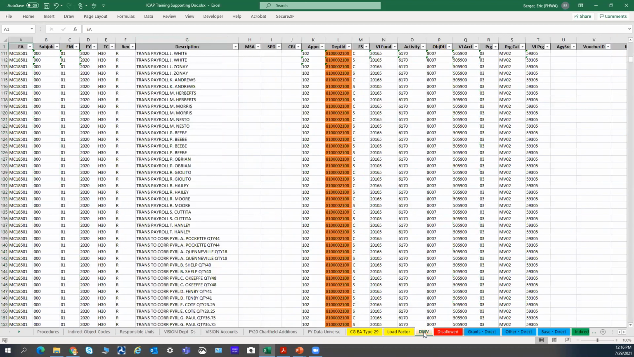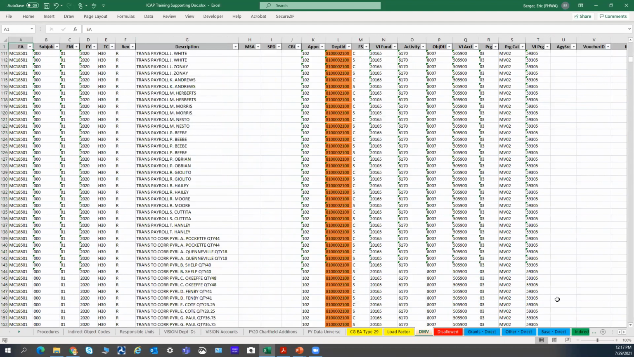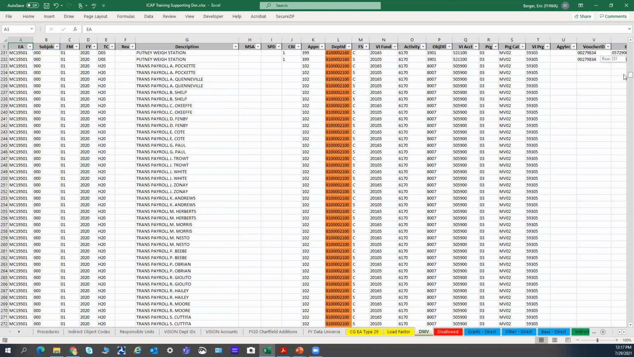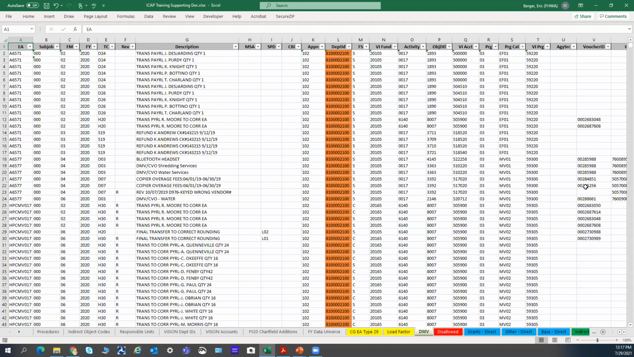Here's the other one, DMV. If you remember from our ICAP narrative, they talked about removing DMV for various reasons, not really important, other than the fact that they removed them. And here it's represented very clearly that they've extracted it from the universe. Any DMV, whether it be direct or indirect.